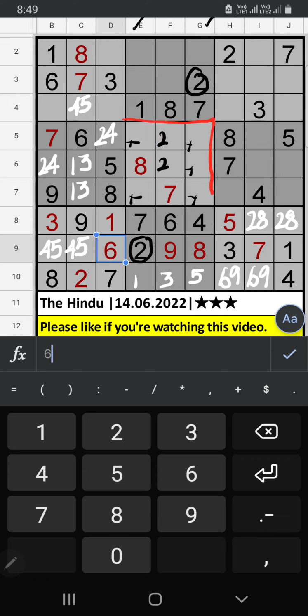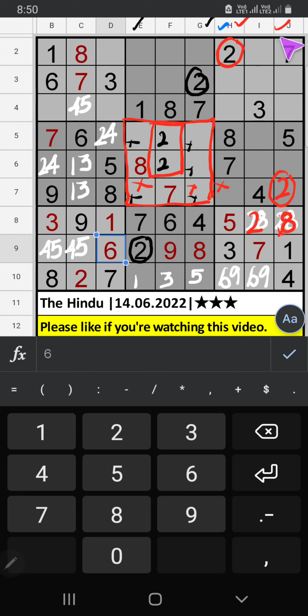5th grid. Then column H, we have 2. So 2 can't come in these cells. Then 2 is confirmed here. Column J, we have 2. So 2 can't come in the cell, 2 is confirmed here. Then 8 is here.